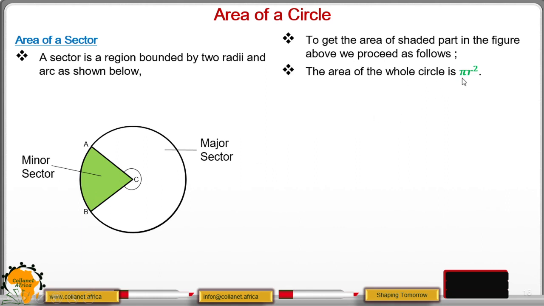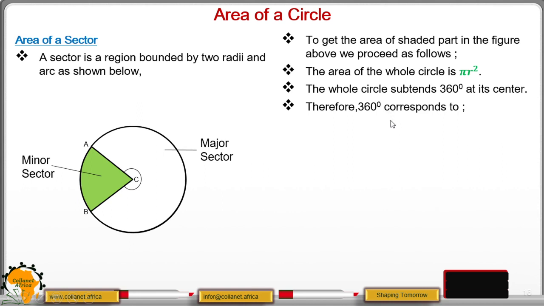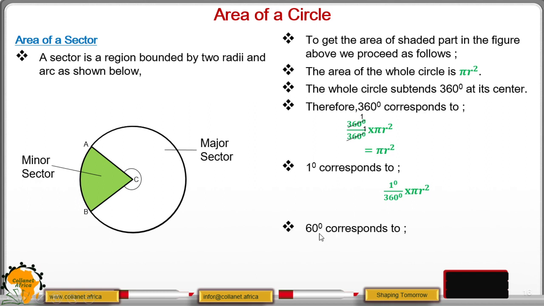So the area of the whole circle is given by pi r squared. We have found that in our earlier explanation. But now the whole circle subtends 360 degrees at its center. That is the whole circumference. It subtends 360 at the center. So it implies that 360 corresponds to 360 over 360 times pi r squared. If you cancel that, it corresponds to pi r squared. That is, 360 degrees corresponds to the area of the whole circle, which is pi r squared. So it implies that 1 degree corresponds to 1 over 360 pi r squared. Therefore, 60 degrees corresponds to 60 over 360 pi r squared.